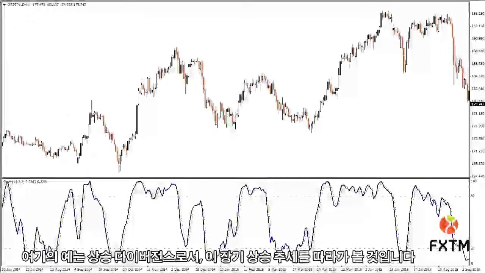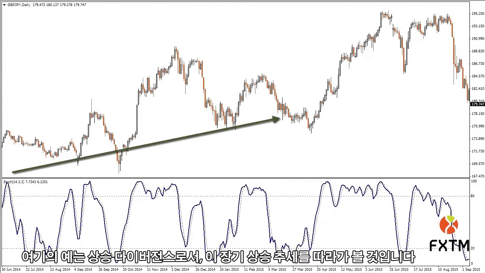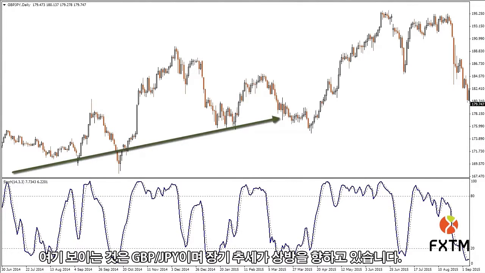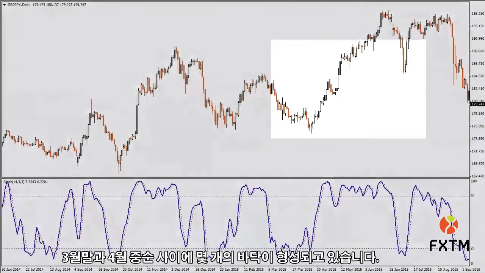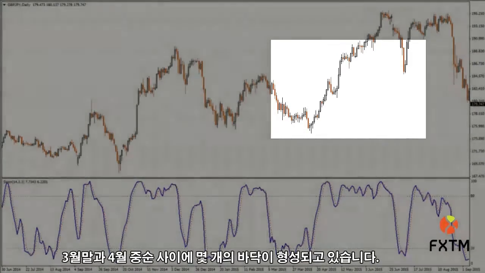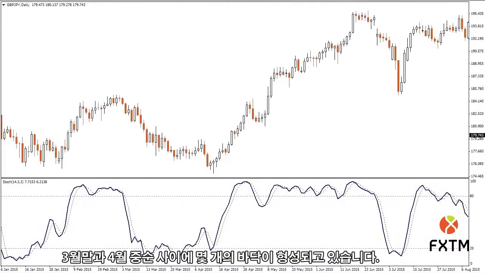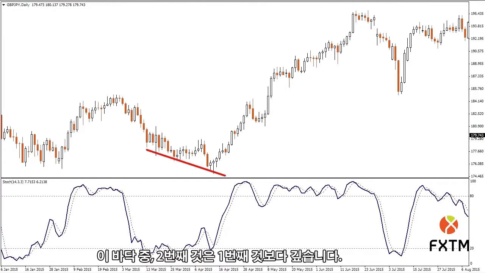Now the example here that we have of a bullish divergence, once again, we're going to defer to that longer term trend. So you can see here with the pound to the yen exchange rate, we have a longer term trend to the upside. Now between the end of March and about the middle of April, we started to see a couple of bottoms forming on the price or the exchange rate itself. Now these bottoms, the second one was actually deeper than the first one.